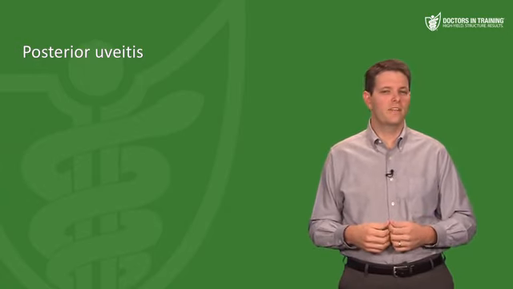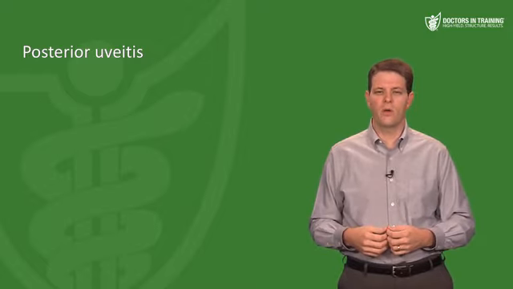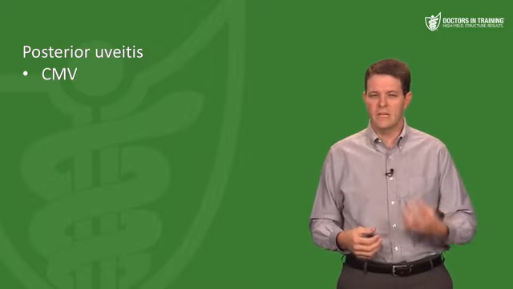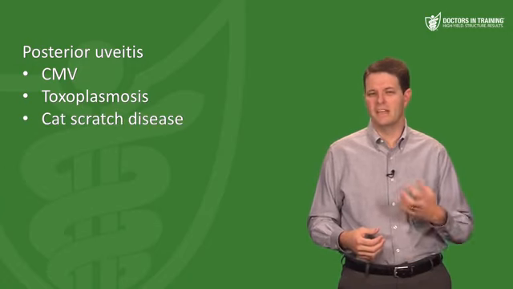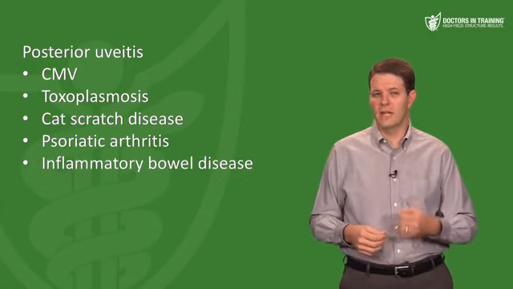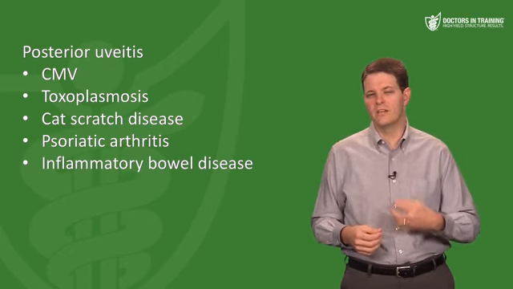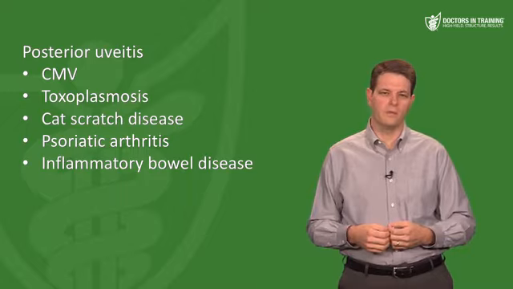Posterior uveitis is much less common than anterior uveitis, and posterior uveitis tends to be more infectious, things like CMV and toxoplasma and cat scratch disease caused by Bartonella henselae. And also, psoriatic arthritis and inflammatory bowel disease can cause this, which again, those are HLA-B27 positive seronegative spondyloarthropathies.